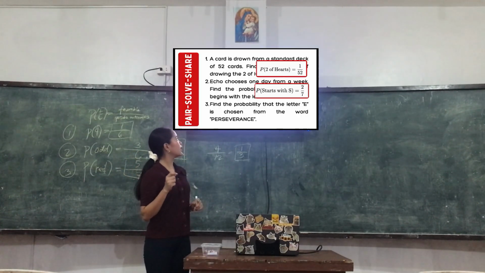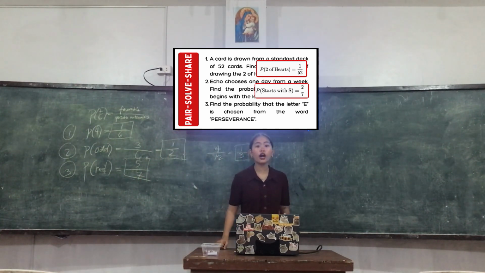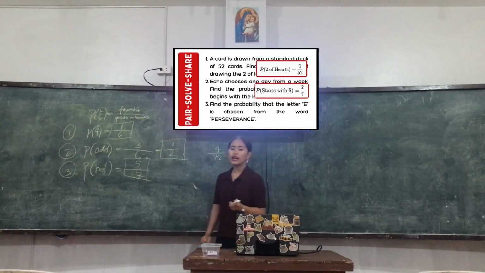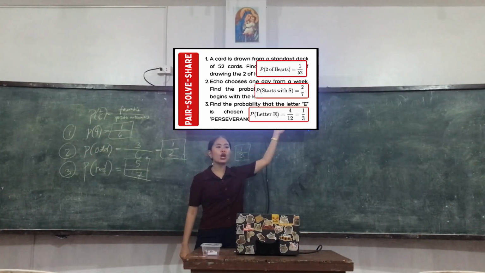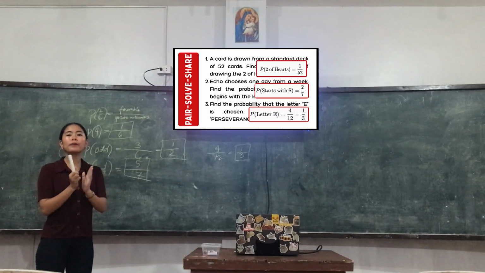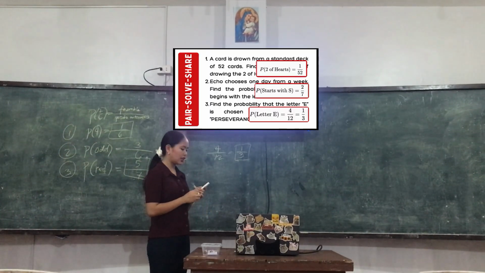What is the probability that the letter E is chosen from the word perseverance? How many letters are there in perseverance? There are 12 letters. How many E letters? There are 4. So therefore, we substitute and we reduce it to lowest terms, which is 1/3. So a big round of applause for Group 1 and Group 2 for having the correct answers for our activity.